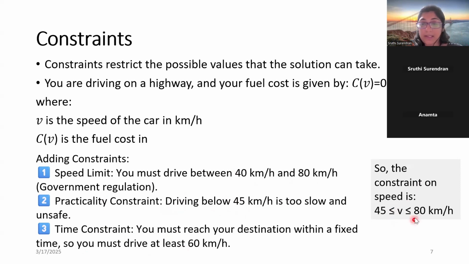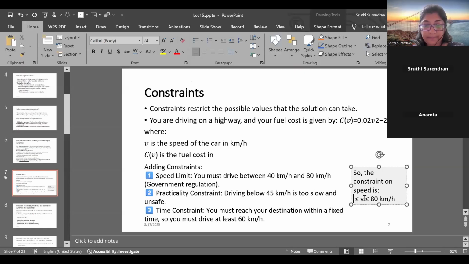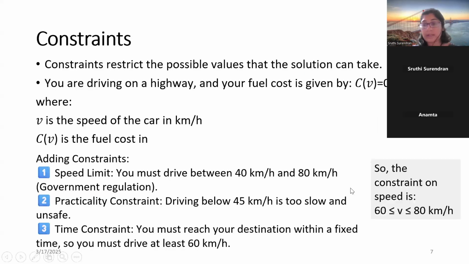So sorry, this will be 60 kilometer per hour, not... it should be 60 kilometer per hour or more than 60 kilometer per hour. So in that case, our constraint is going to be the speed. The lower limit of the speed will be 60 and the upper limit should not exceed 80.